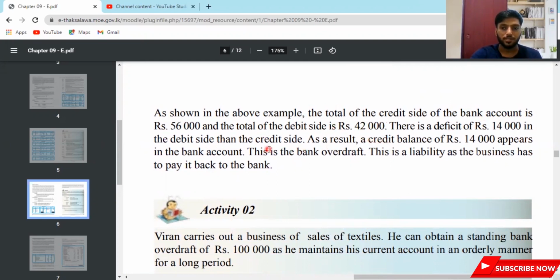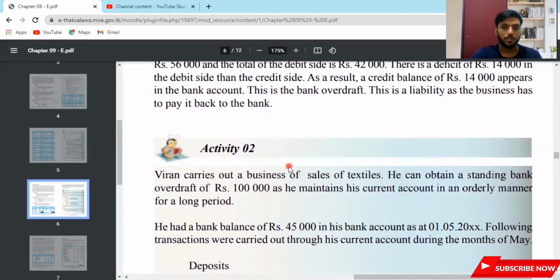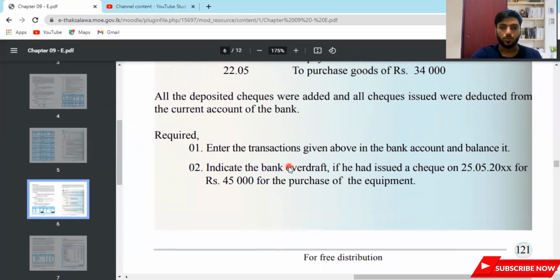As a result, the credit balance of rupees 14,000 appears in the bank account. This is the bank overdraft. This is a liability as the business has to pay it back to the bank. So actually, when the amount has exceeded what you expected, then of course you need to pay the money in future. Then let's start activity 2.